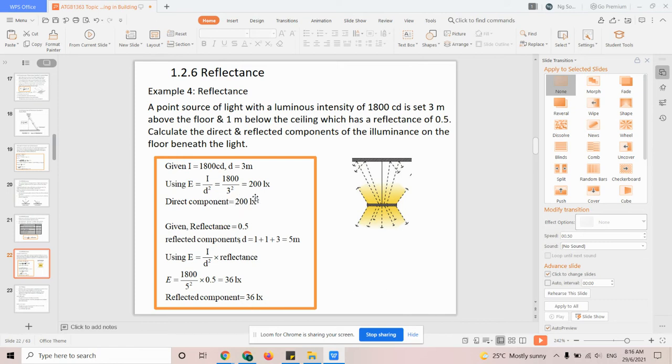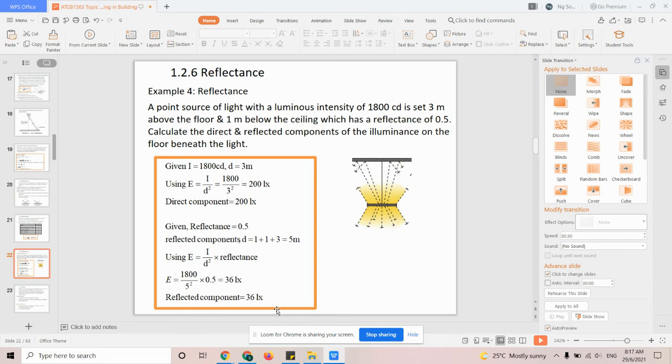You have to add this direct component and reflected component together, and you get the total illuminance on the floor beneath the light. But since this Example 4 just mentioned to calculate the direct and reflected component, if you just leave the answer like this, it'll be good enough.